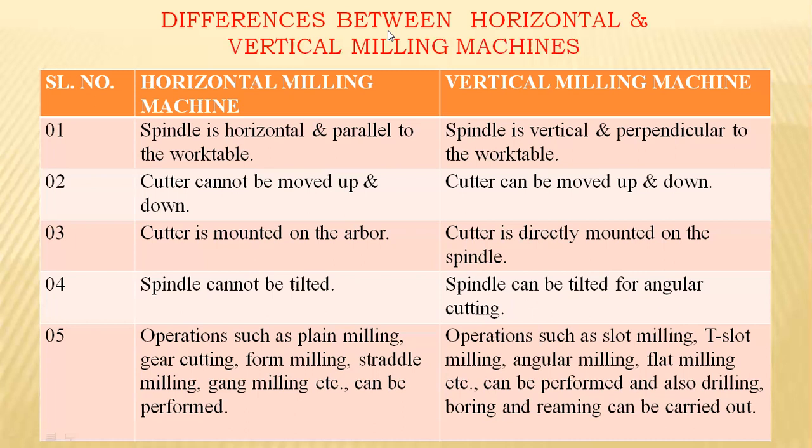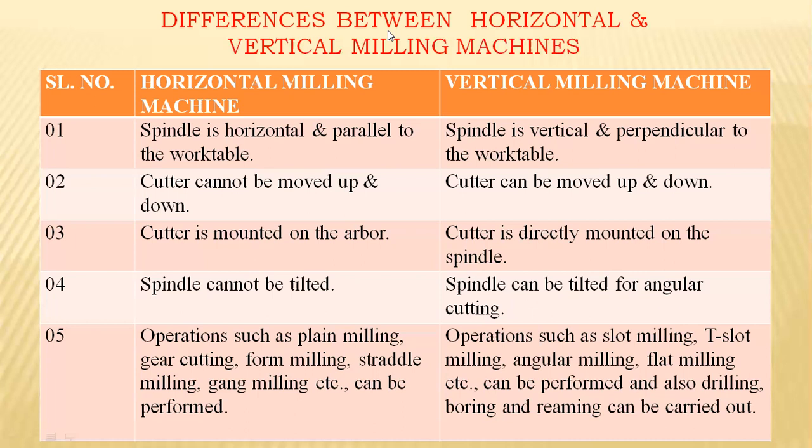In the case of this horizontal milling machine, certain operations such as plane milling, gear milling, form milling, straddle milling, gang milling, multiple types of face milling, etc. can be progressed by the tool over the work part.